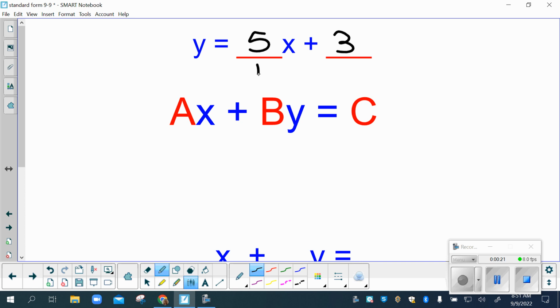But more often than not, things don't come in this form where y is alone. They come in this form right here, and that is called standard form. And here's the things that you need to know about standard form. Standard form has the x and the y on the same side. Most of the time, standard form has the x coefficient, that's that a, positive. It doesn't have to be, but most of the time it is. And it equals a constant. It equals some weird number, right?